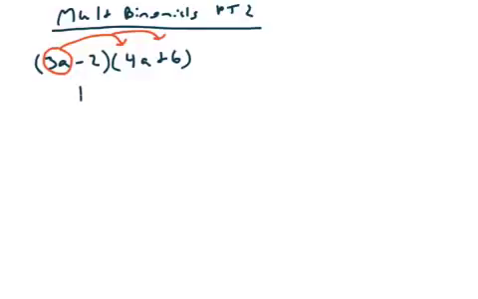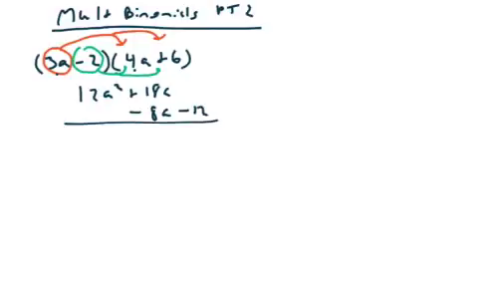So let's try that real quick. 3a times 4a would be 12a squared. 3a times 6 would be 18a. So first times first, and then the outsides. And then we continue with our multiplication of the second term, negative 2 multiplying through. So that would give us what? Negative 8a, negative 12. Combine. And we have our product that we were looking for.